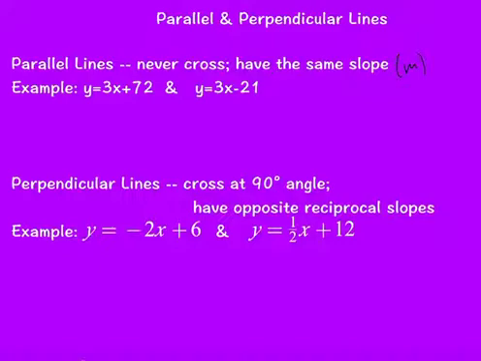which is the m. So in our first example for parallel lines, you've got y equals 3x plus 72 and y equals 3x minus 21. We're looking for the m value in both of these equations, and we're going to compare them and see if they're the same. Remember that whenever you write equations of lines, they should be written as y equals mx plus b unless they're in standard form. If they're in standard form, you would need to change them into y equals mx plus b so that you can easily see what the m value is.